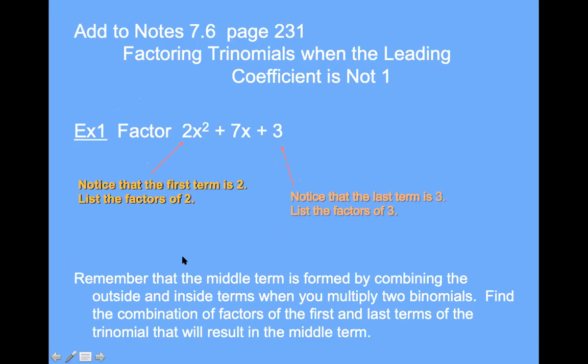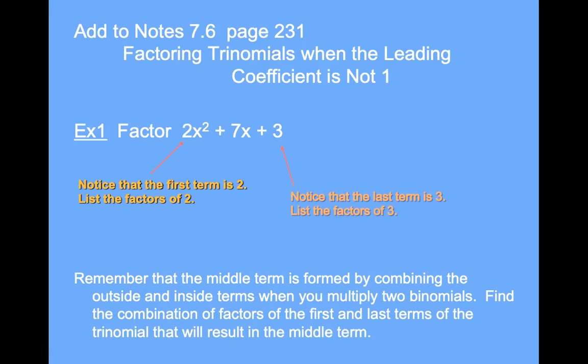All right, we're going to look at some notes first of all. Please add this to your notes section on page 231 in your journal, what to do when your leading coefficient's not 1. Please write down this example, and then also write down these little notes that I have here written in color, and then we'll talk about this stuff at the bottom. So pause your video, write that down, and come back.